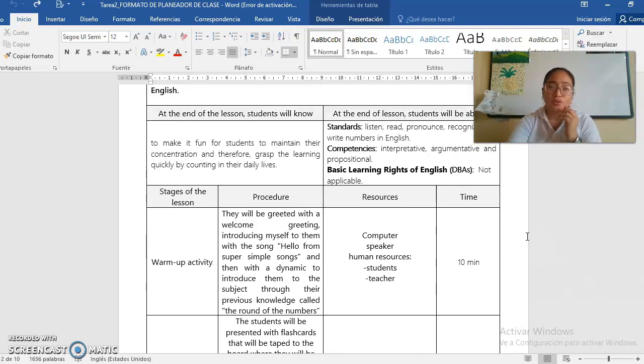At the end of the lesson, students will learn in a fun way to maintain their concentration and grasp the learning keenly by counting in their daily life. Standards: listen, read, pronounce, recognize, and write numbers in English. Competencies: interpretative, argumentative, and propositional. DBA: not applicable.